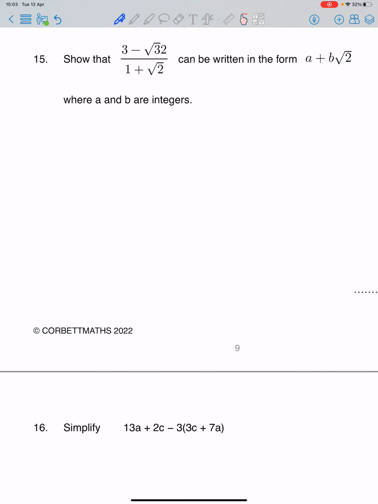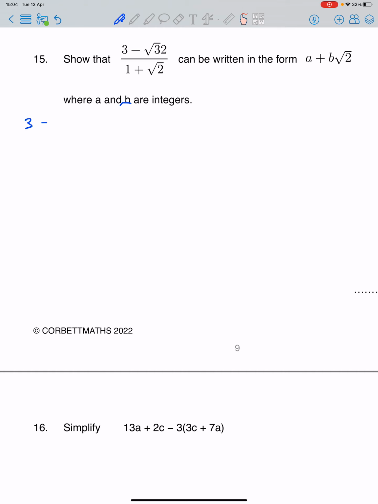Paper 1, which is non-calculator, where we have question 15, and our question is looking at surds. Show that 3 minus root 32 all over 1 plus root 2 can be written in the form a plus b root 2. So the first thing to notice is we have to rationalize the denominator.